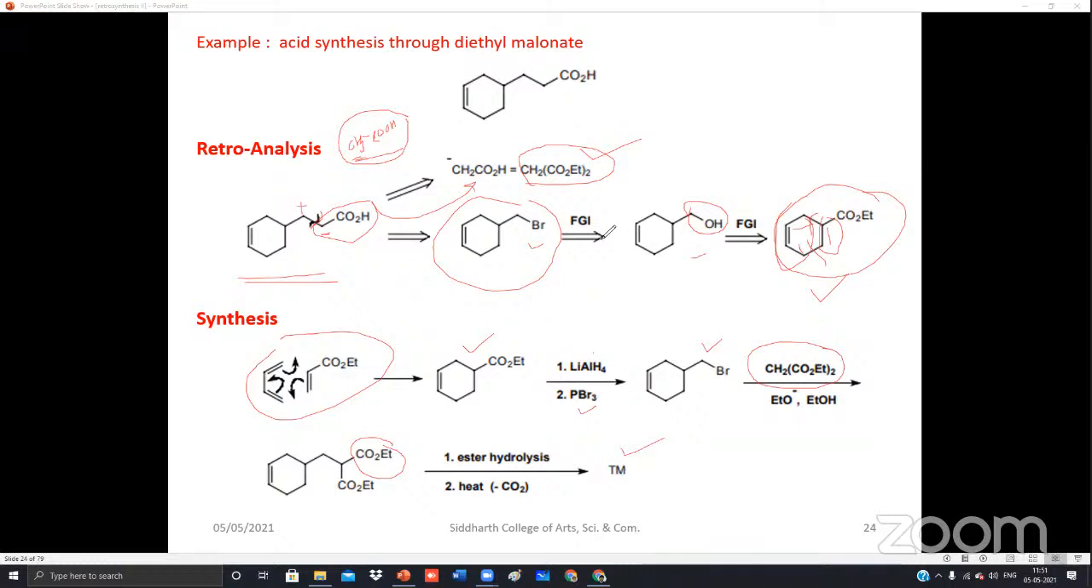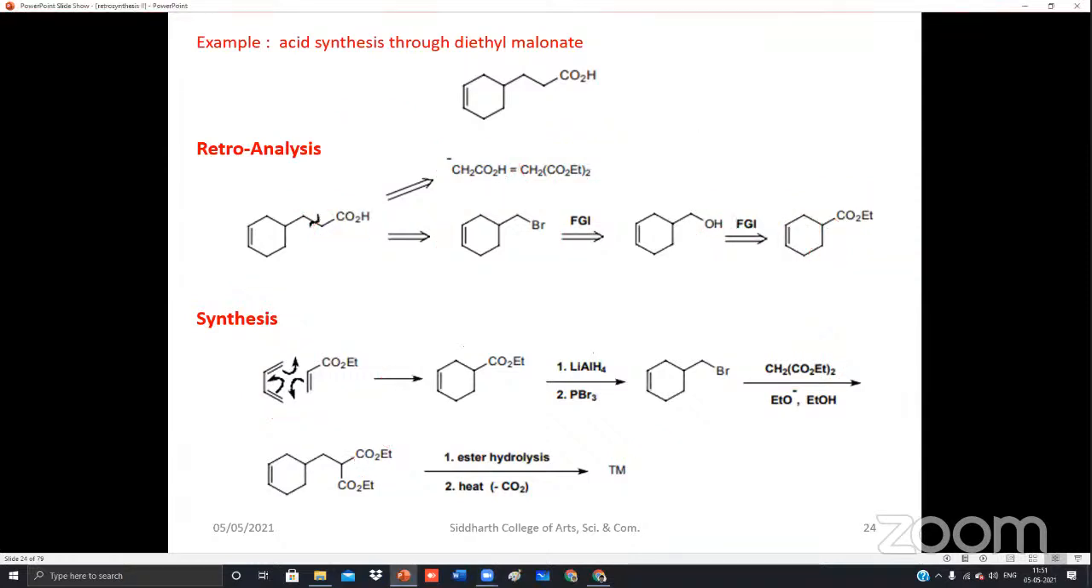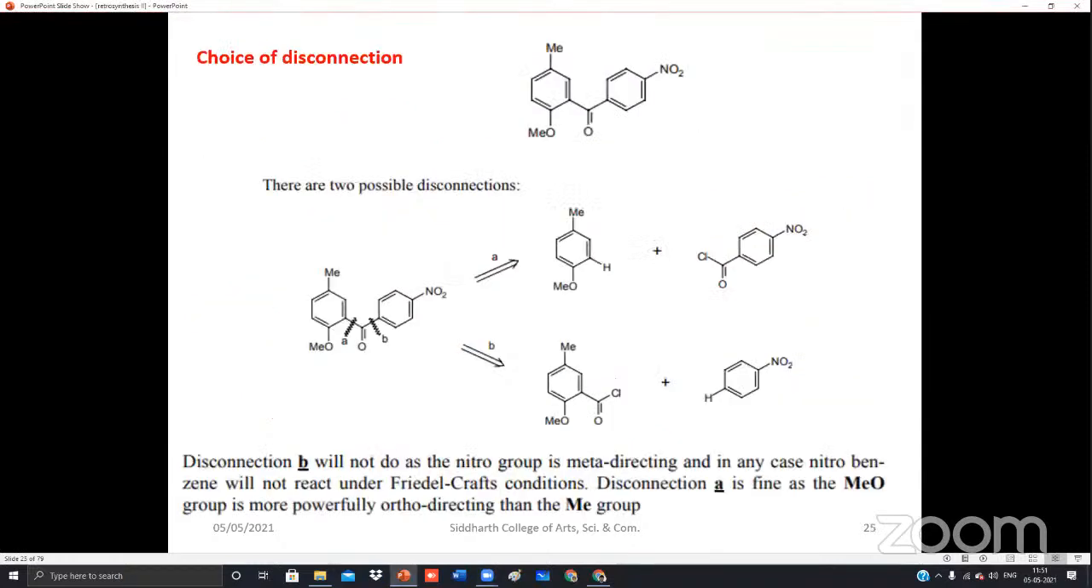So this is the way to use synthetic equivalent molecules, which are not exactly the same, but which do exactly the same job of what we require in the molecule as a fragment. Okay, moving on to the next. This is another example.